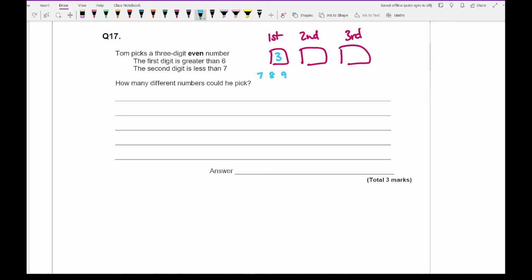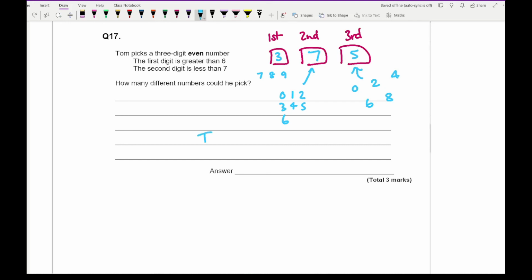Then for the second digit, for a number to be less than 7, well, it's either going to be 0, 1, 2, 3, 4, 5, and 6. So there are going to be 7 options. And then for the last number, it says it's got to be an even number. So this is either going to be 0, 1, 2, 3. Oh no, I got this completely wrong. It's either going to be 0, 2, 4, 6, and 8. So there are 5 possible combinations for it to end in an even number.